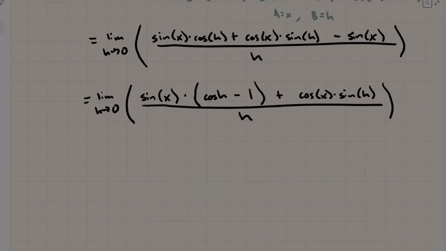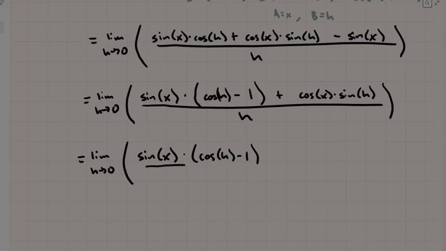Now we have this really big fraction, maybe the next best thing to do is just split it up. So that gives us sine of x times cosine of h minus 1 over h, plus cosine x sine h, also over h.